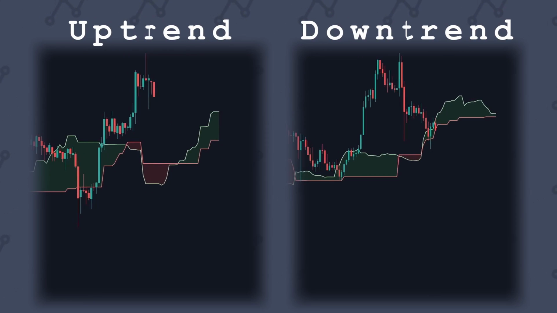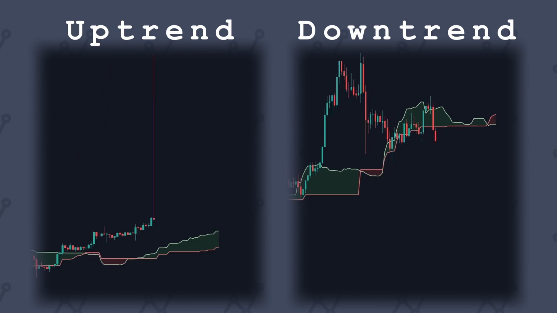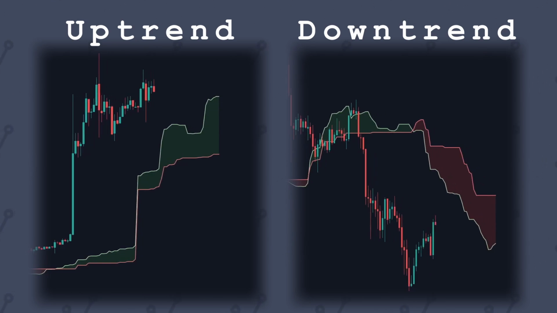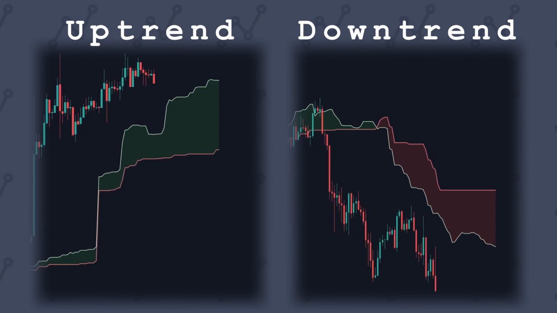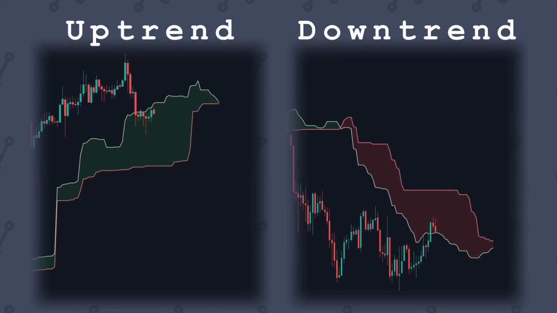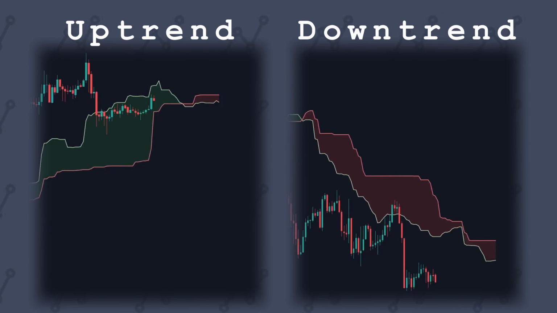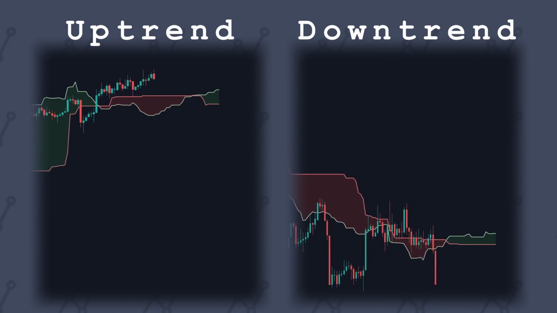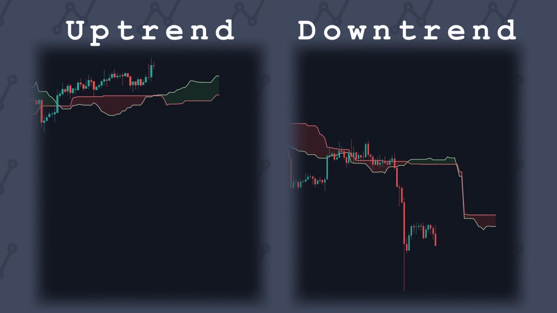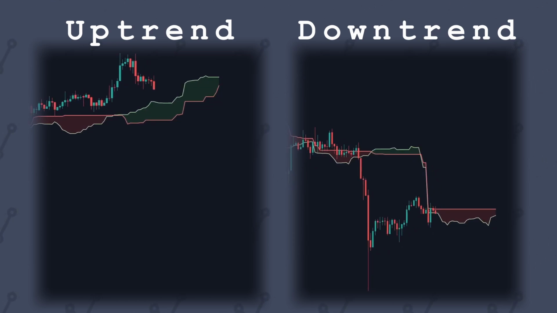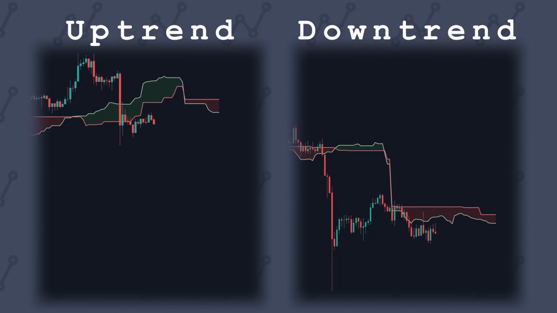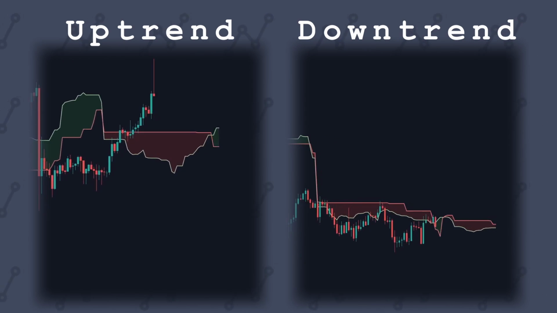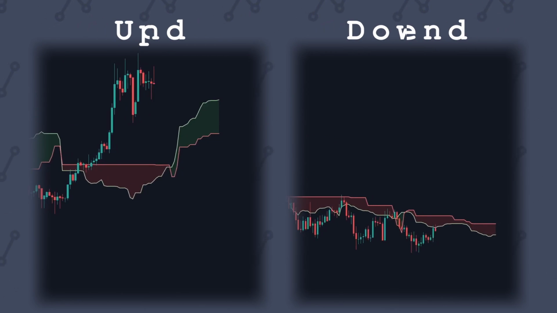The cloud is often used as a trend indicator. If the price is above the cloud, the market is considered to be in an uptrend. If the price is below the cloud, the market is considered to be in a downtrend. And if the price is inside the cloud, the market is in a range. For confirmation, the color of the cloud is considered. So the uptrend is confirmed if the color of the cloud is green, and the downtrend is confirmed if the cloud is colored red. The cloud can also be used as support and resistance that is projected into the future.